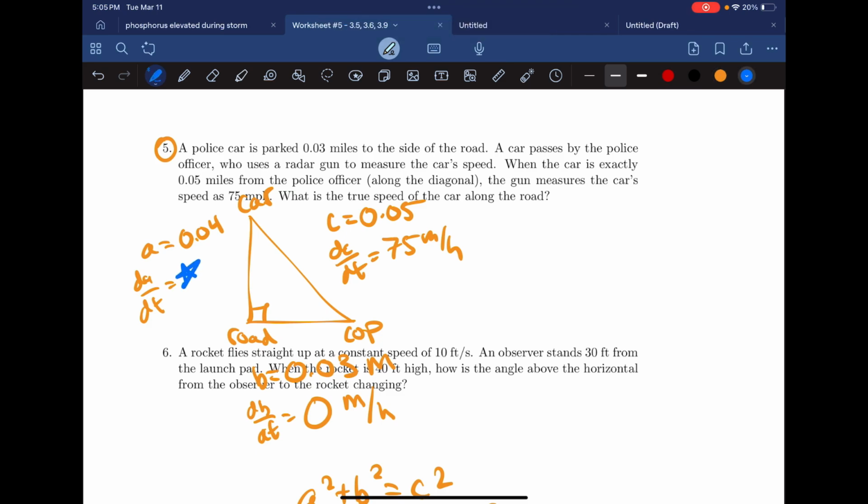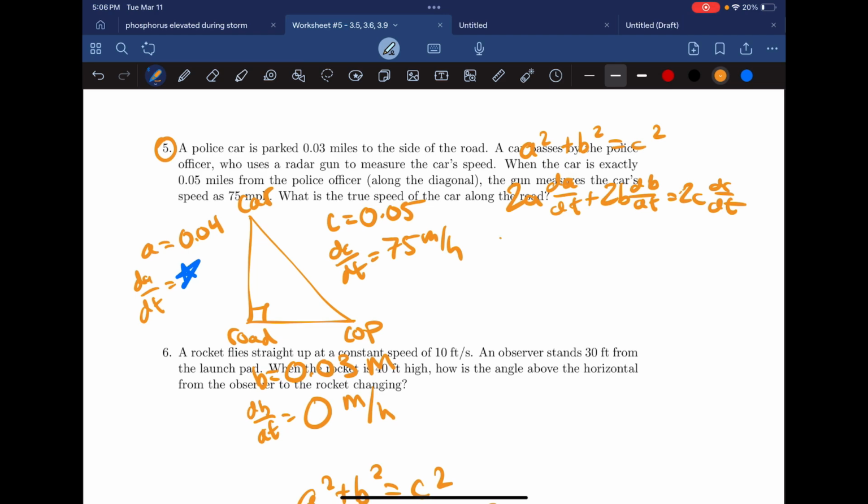Because we want to know what is the true speed of the car along the road. So we got everything except DA/DT, but that's what we're trying to find. So we need to take the derivative of the Pythagorean theorem. So A squared plus B squared equals C squared. That's going to be 2A DA/DT plus 2B DB/DT equals 2C DC/DT, right? Because those are 3 simple, straightforward power rule problems. And then we have to throw in the derivative of the variable with respect to time for each of those terms.